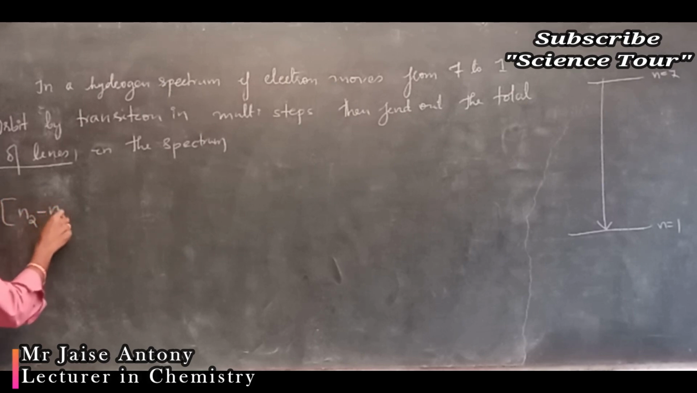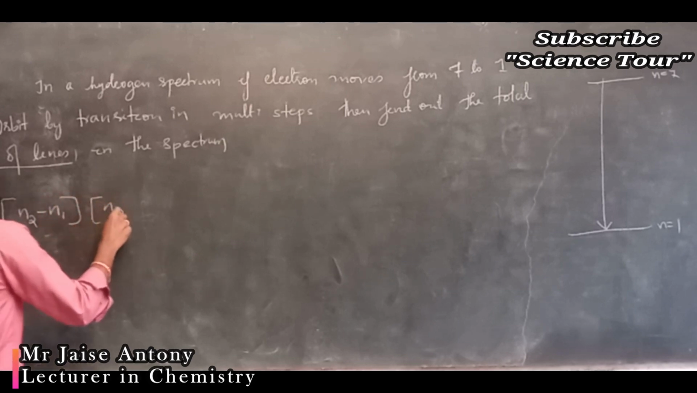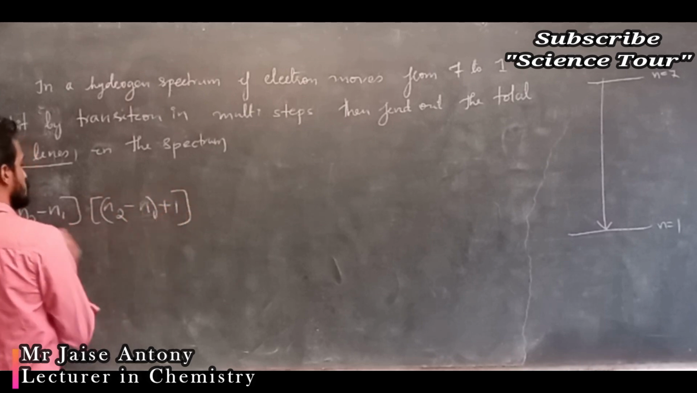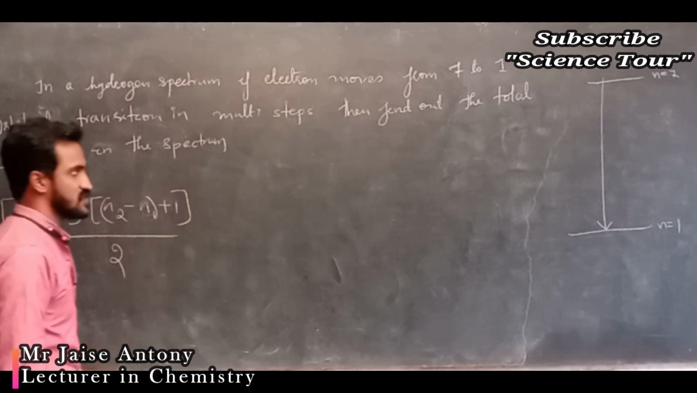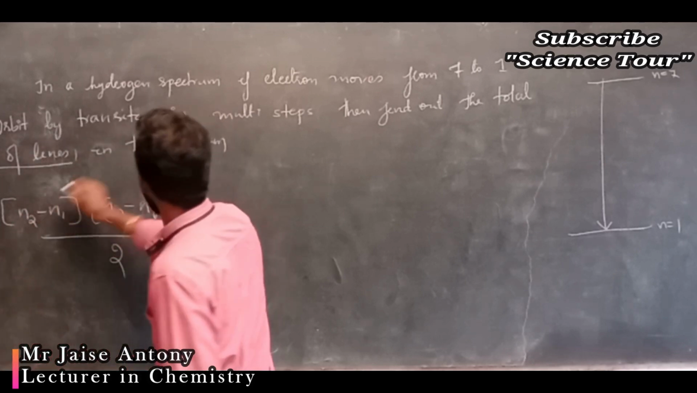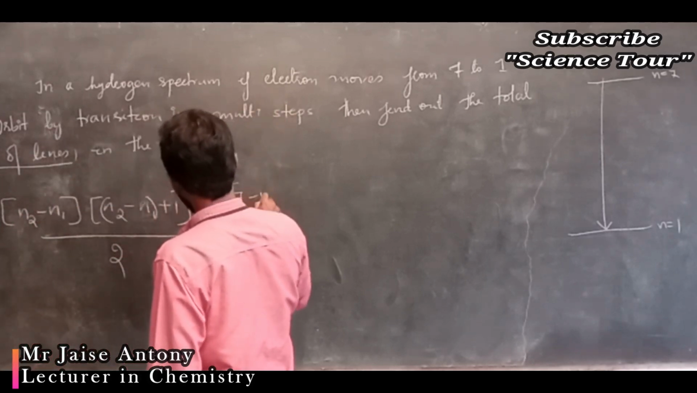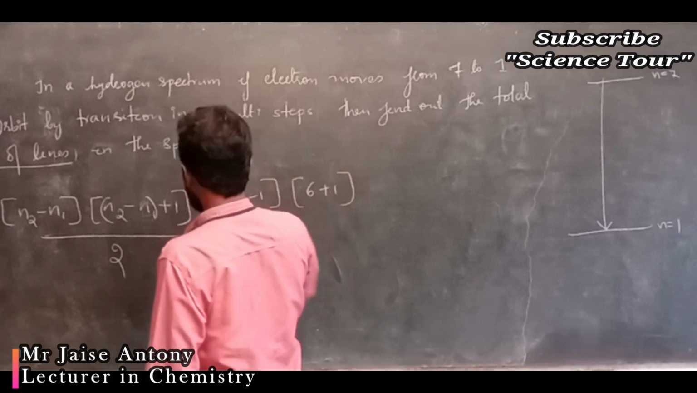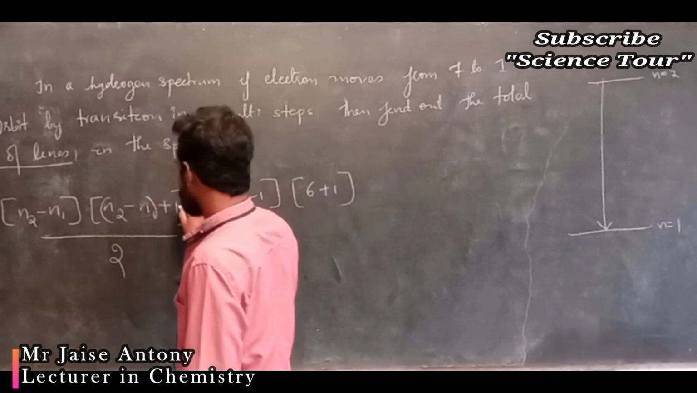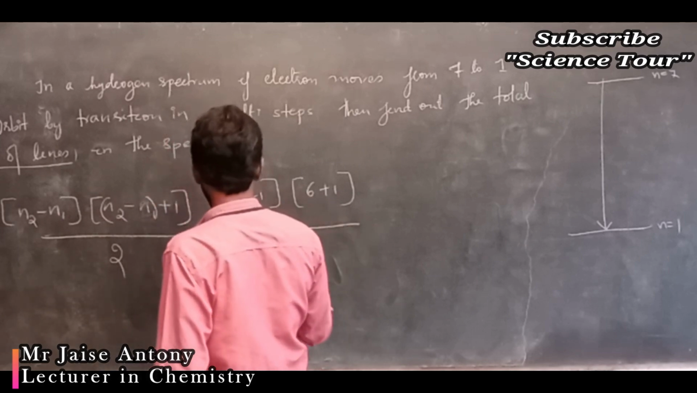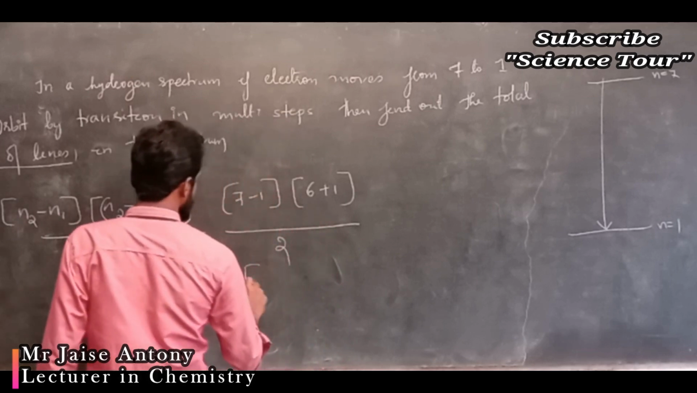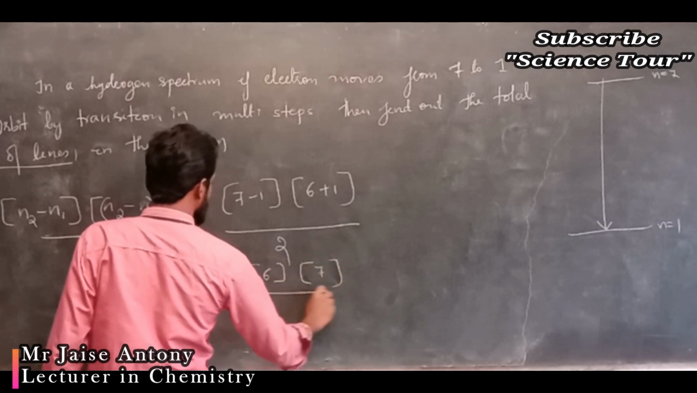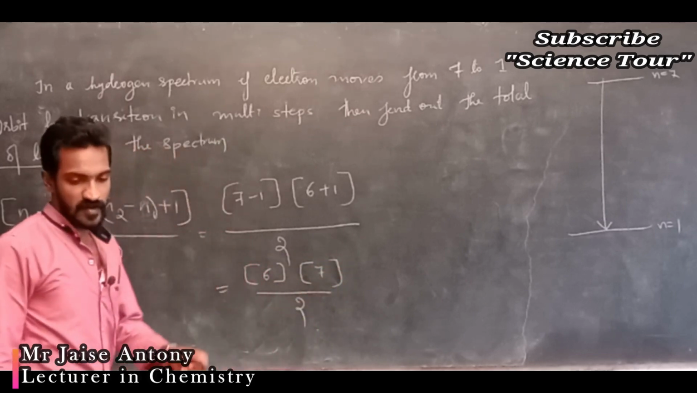N2 minus N1, N2 minus N1 plus 1, divided by 2. This is actually the formula, my dear students. By substituting N2 value as 7: 7 minus 1 is 6, 6 plus 1 is 7, divided by 2.